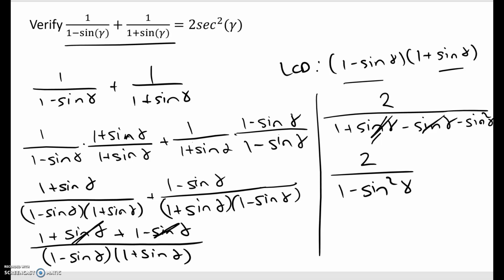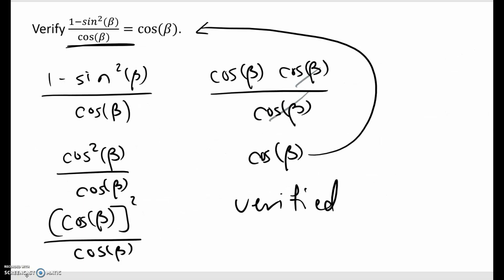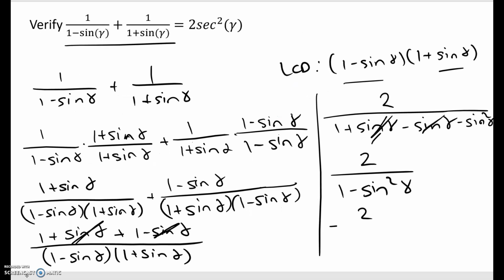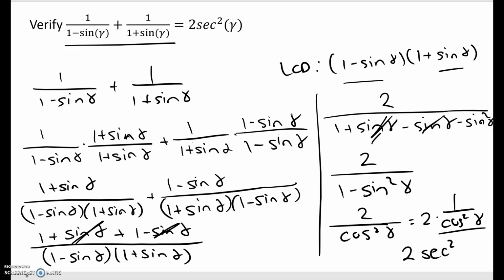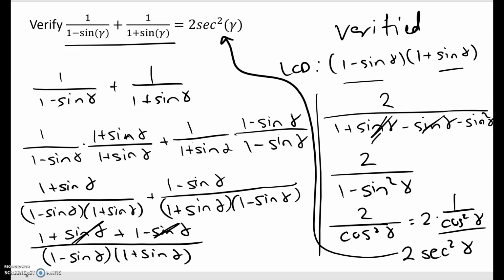Now remember, we've already looked at 1 minus sine squared. At this point right here, we'd already said that that's the same thing as cosine squared. So I'm going to go ahead and replace that with 2 over cosine squared. And if I separate these out, 2 times 1 over cosine squared, well, 1 over cosine squared, that's the same thing as 2 secant squared, which is the same thing as the other side of the equation. So we have verified this identity.